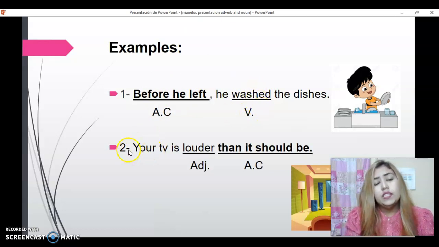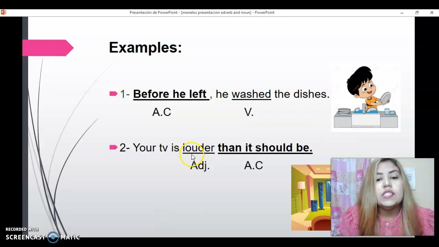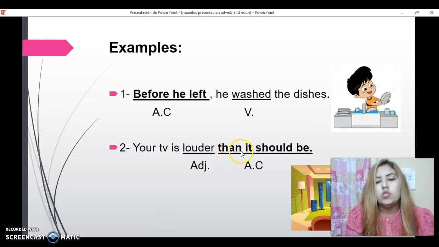Okay, and the second one: Your TV is louder than it should be. Okay, first I have to identify my adverb clause, and I know that it's this one. Why? Because it starts with a subordinating conjunction, which is than. Okay, and I have my adjective here, which is louder. Then this adverb clause is modifying the adjective louder. Okay, so basically those are the functions of an adverb clause.